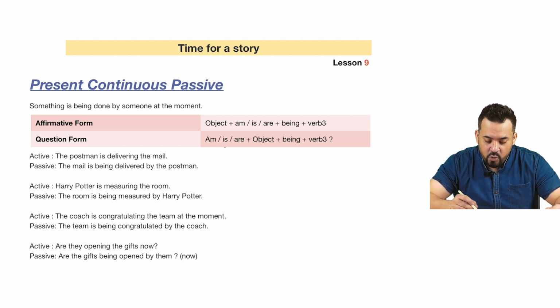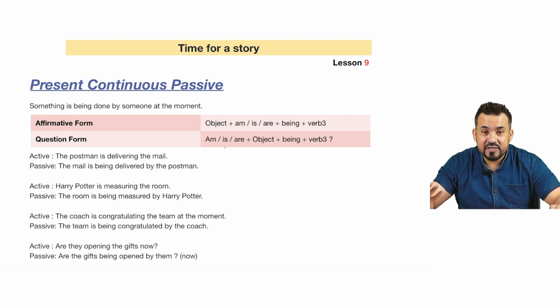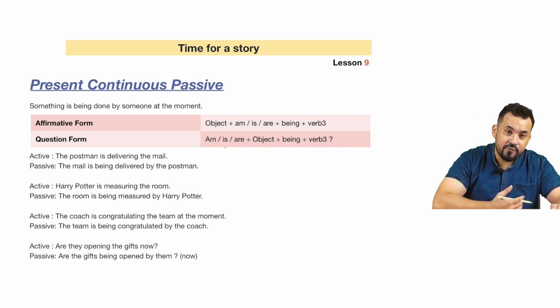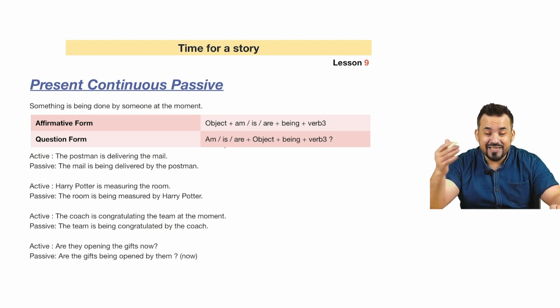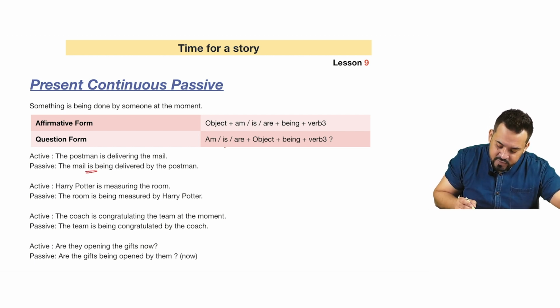So, active voice: the postman is delivering the mail. So this is the active voice. We put the emphasis on the subject because we care who is delivering the mail. If we change it to the passive voice, it will become, the mail is being delivered by the postman. The mail is being delivered. That is what the emphasis is on.